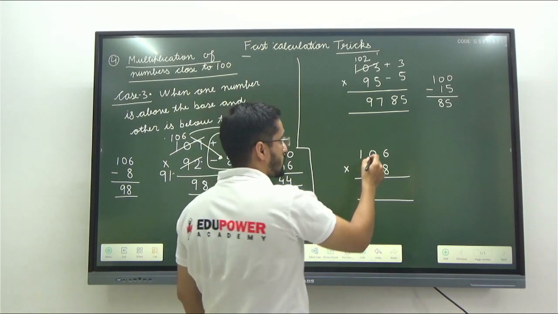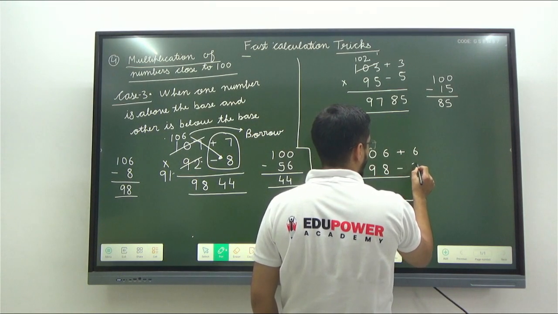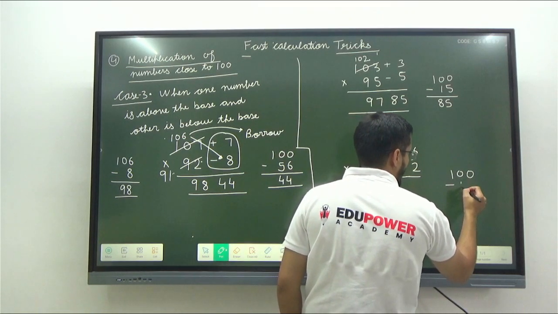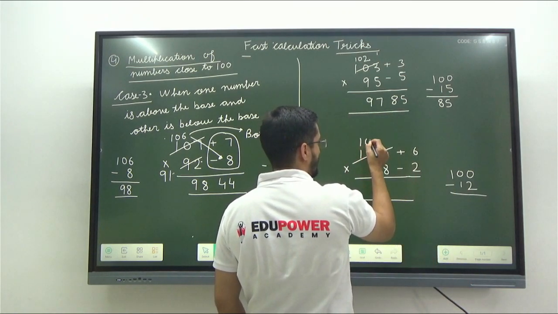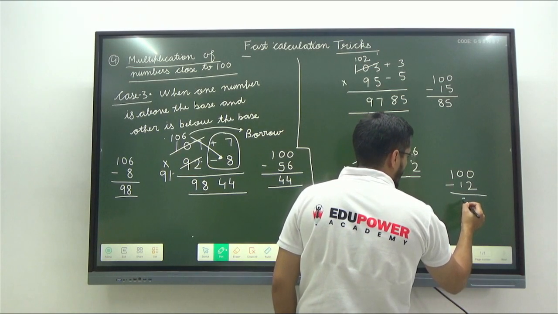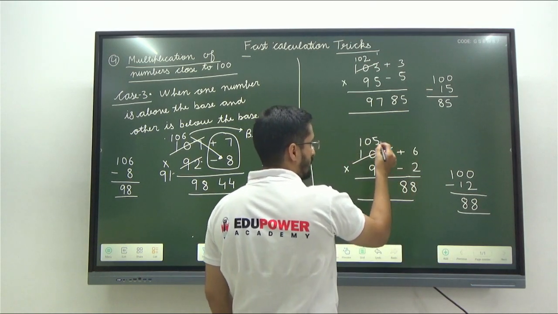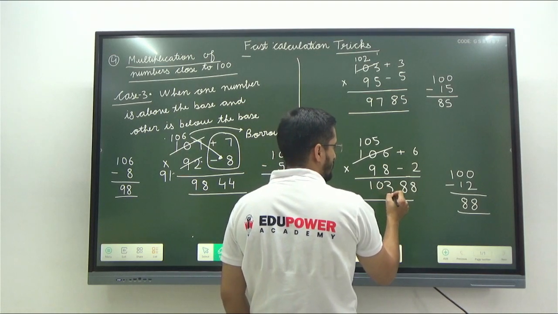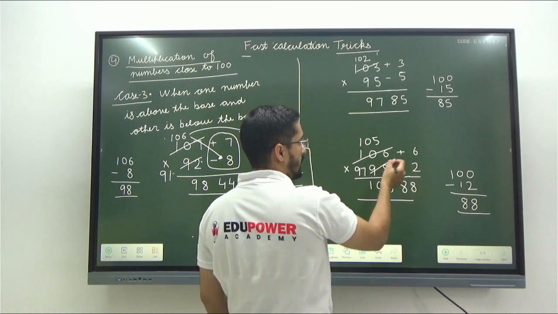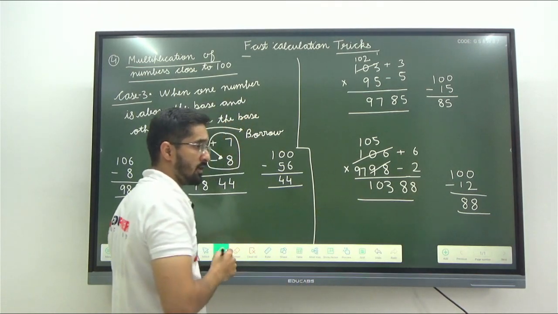Next question, 106 into 98. So, this is plus 6, this is minus 2. 6 2s are minus 12, but we do not write minus 12, we will write 100 minus 12, because we will borrow from here, so 106 becomes 105. 100 minus 12 will be 88. Now, 105 minus 2 is 103, or we can write it this way also, 98 plus 6, which is also 104. So, the answer comes out to be 10388.